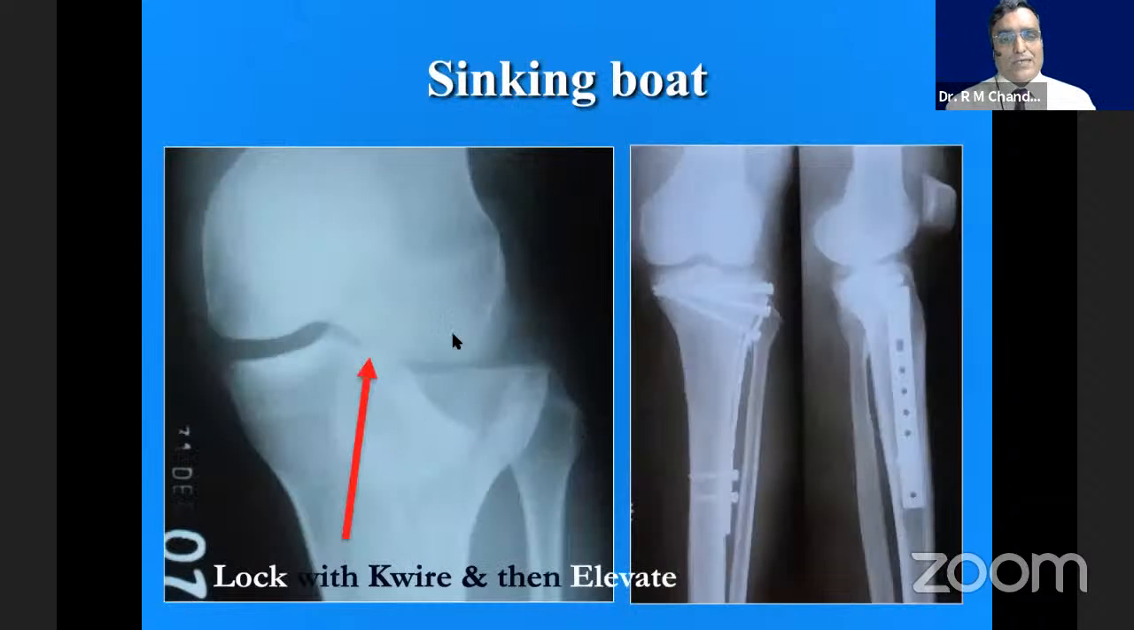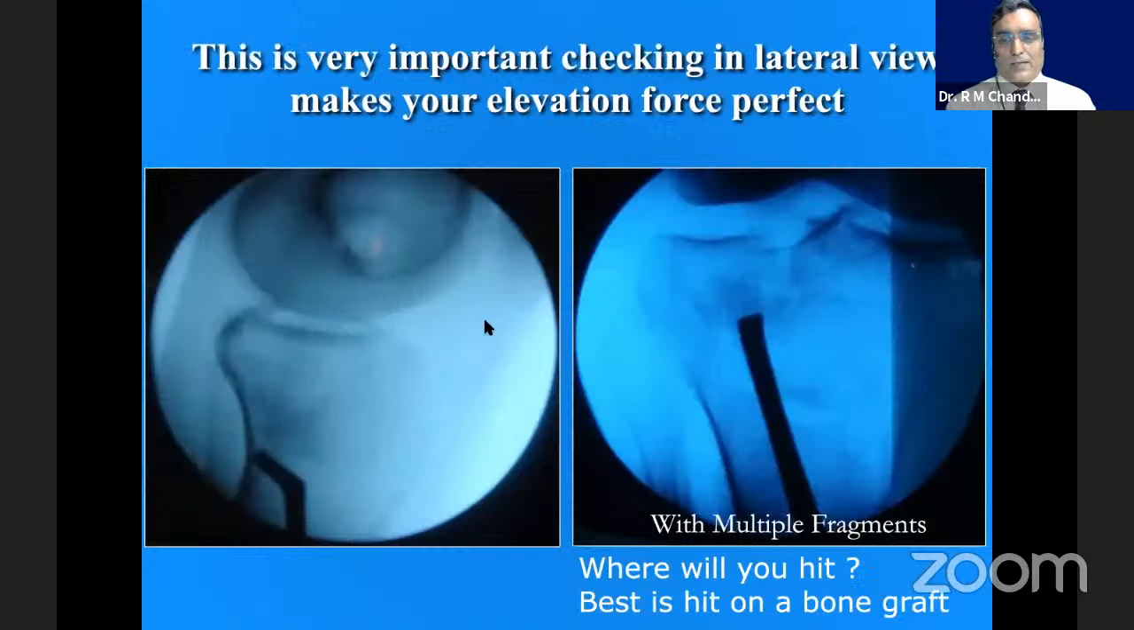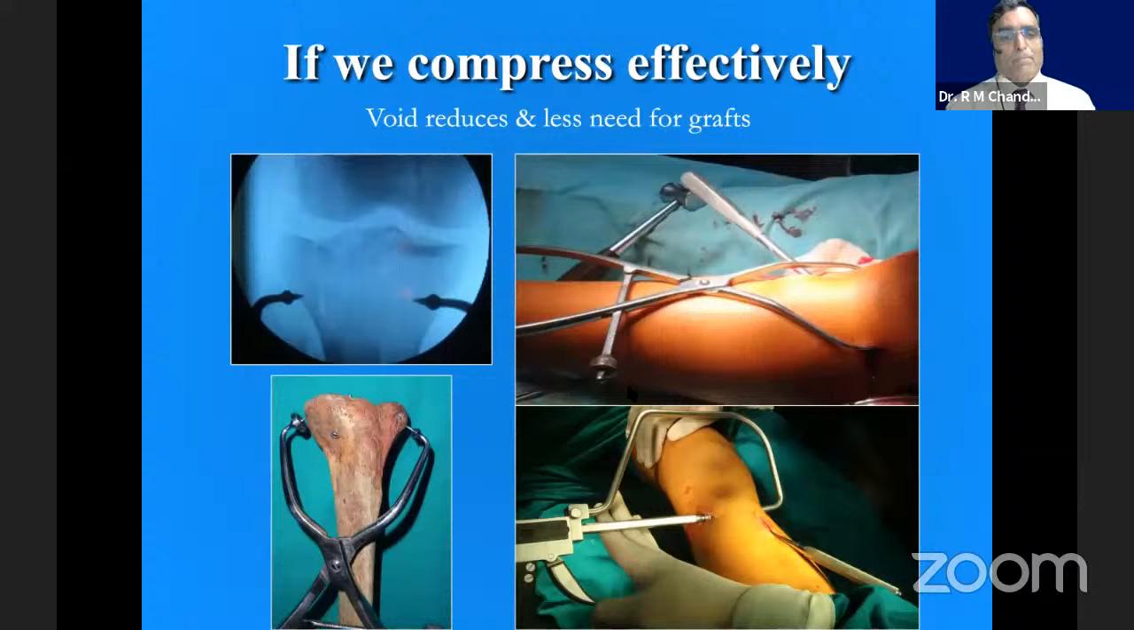This is a sort of a sinking board. Here, if you just punch, it tries to jump up into the joint. So we lock it with the K-wire and then elevate with a punch appropriately. With multiple fragments, it is easier. So here you will have to judge by the densities. In these situations, many times the submeniscal arthrotomy is the best. If there are multiple fragments, then we can align it better.